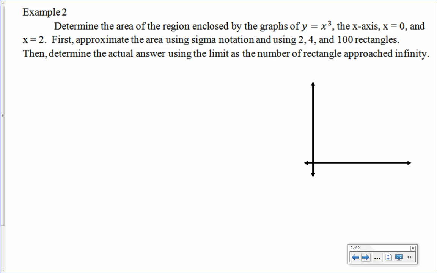Once again, I kind of like to just get a little idea of what's going on, right? X to the third, something like that, right? And it's from the x-axis, which is right down here, x equals 0 and x equals 2. So in other words, that area right there. Everybody see where that's coming from? Just a little sketch, right? Oh, hey, look, I only gave you the first quadrant. Imagine that. All right, so it's coming in like that.